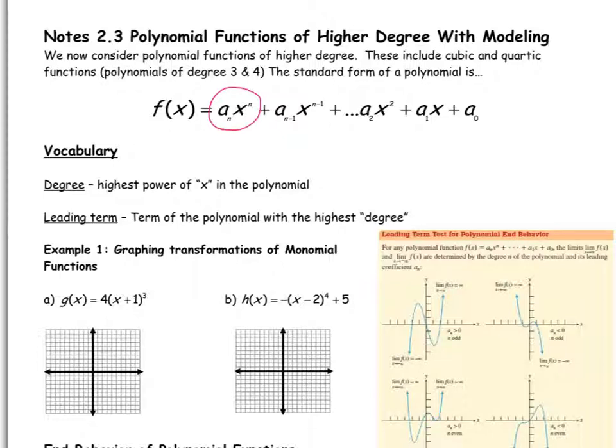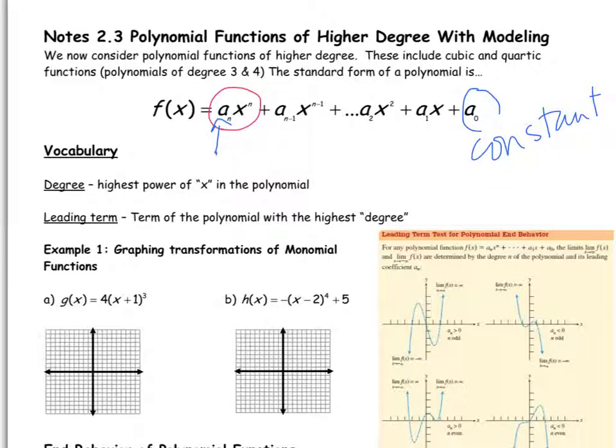I'm trying to think what other things you need to know. A to the n, this one right here, is your leading coefficient. That pretty much tells you what's going on, how it's going to graph. This number at the end, that's your constant. It's not multiplied by an x with a power.